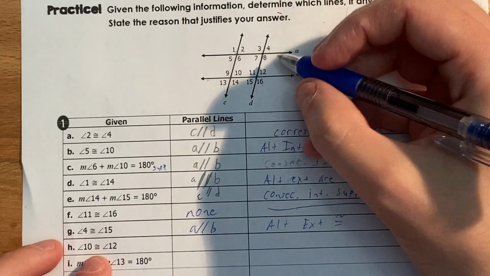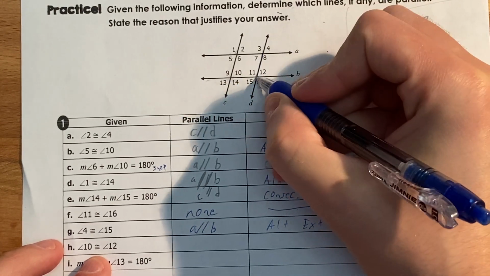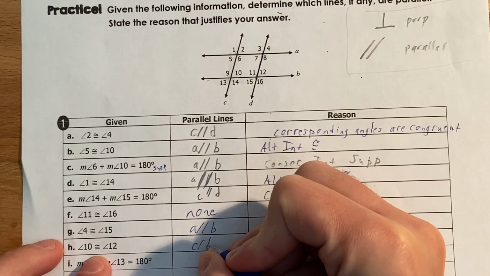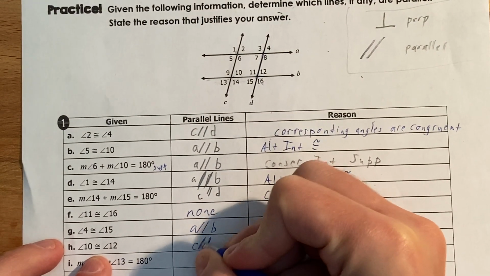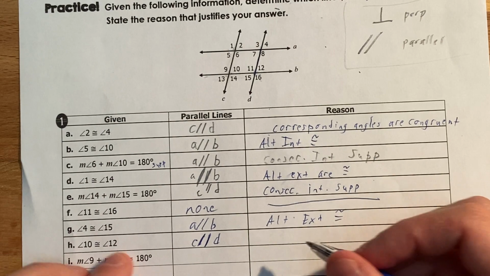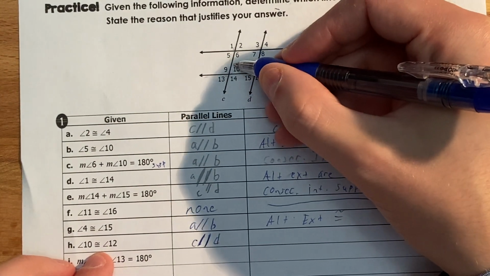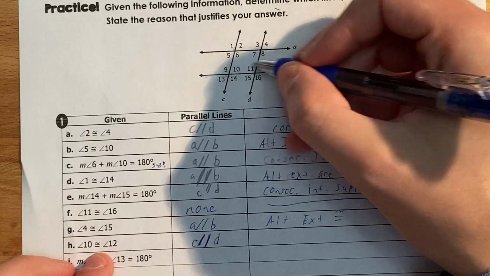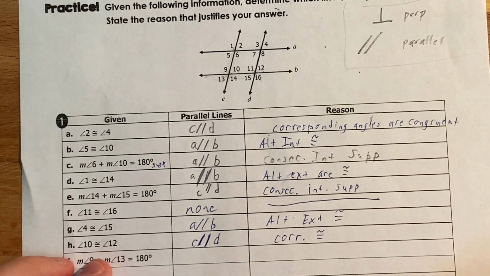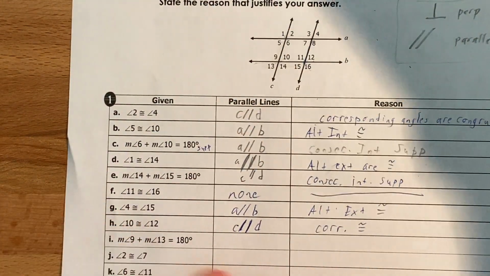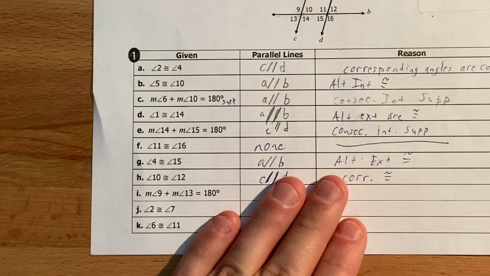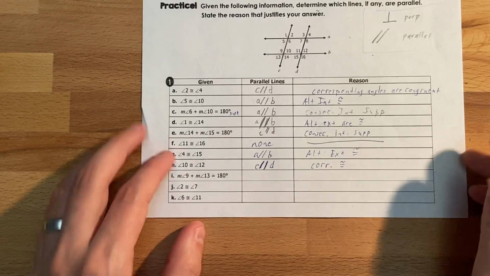10 and 12. This is the transversal, so C and D. Oh my gosh, I keep wanting to change that to a letter. C and D. And then 10 and 12 are both in the upper right, which makes them corresponding. Actually, I'm going to zoom out a little bit. There we go.